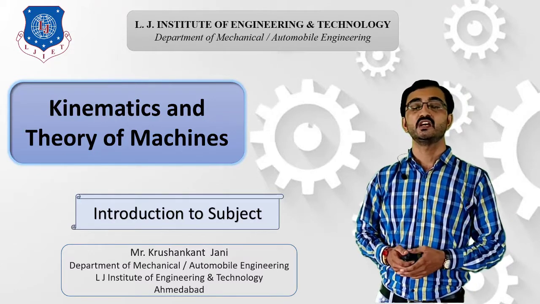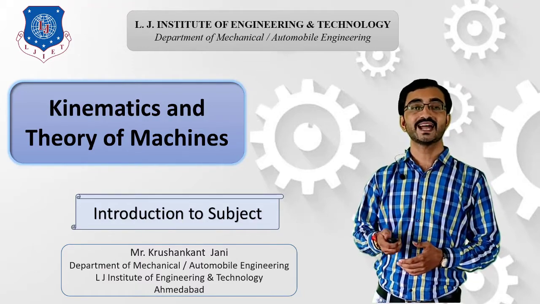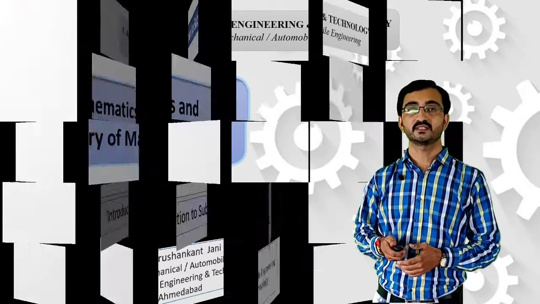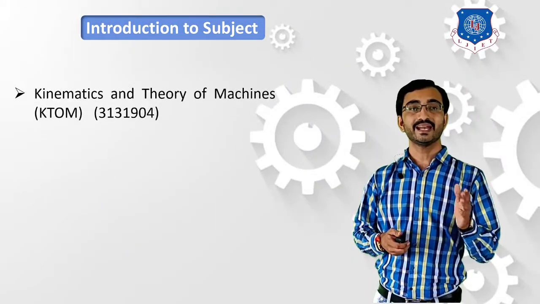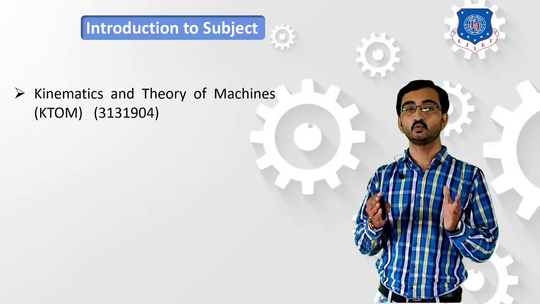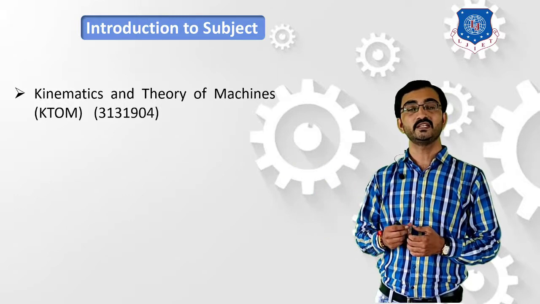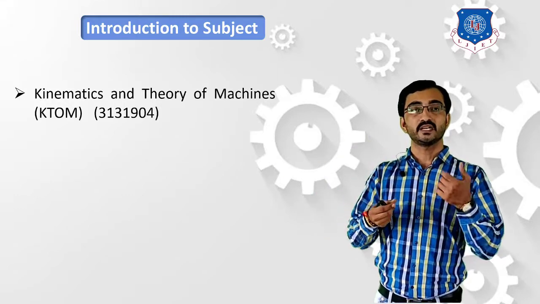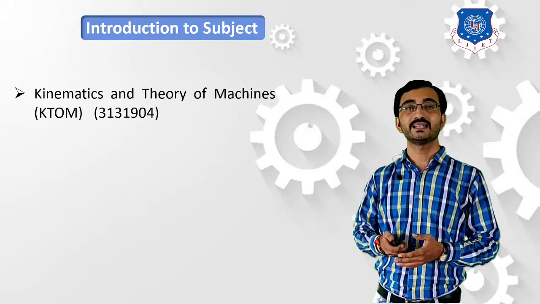In today's session, we will learn about the introduction of this subject. So let's start with the introduction. This subject is named Kinematics and Theory of Machine. It is divided into mainly two parts, that is kinematics and theory of machine. It is also termed as KTOM, and the subject code of it is 3131904.